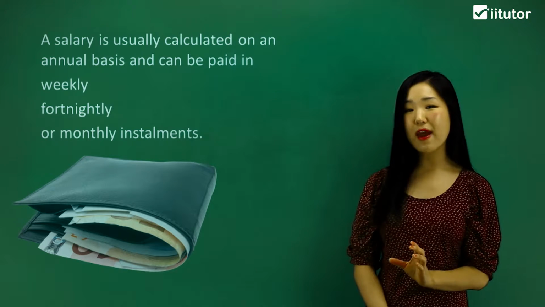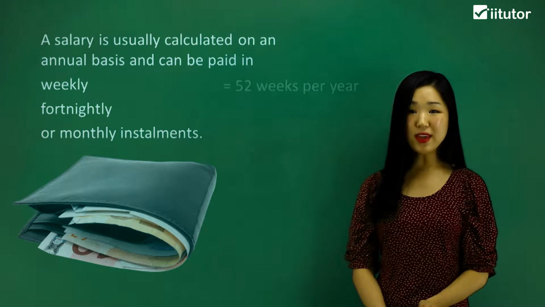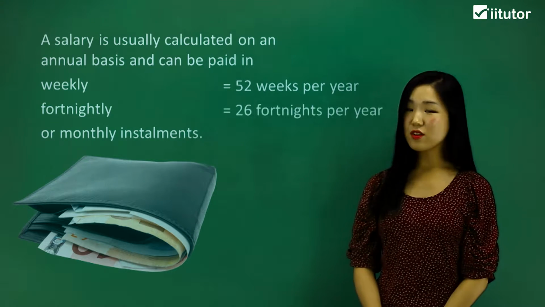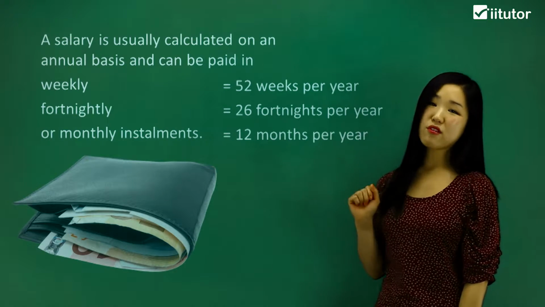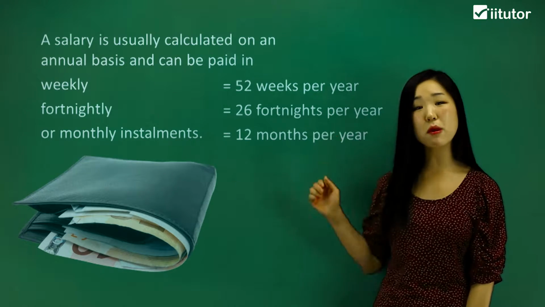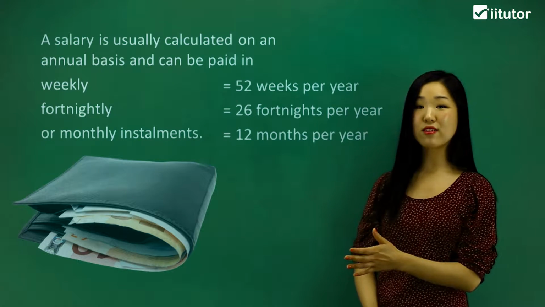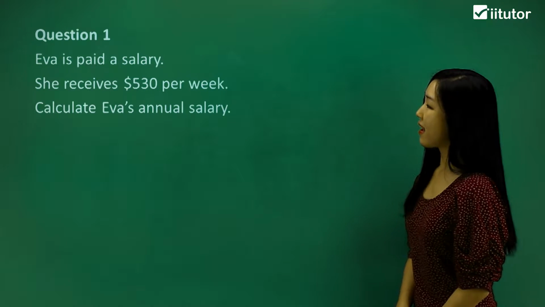Now you've got to remember how many weeks, fortnights, and months there are in a year. So there are 52 weeks per year, 26 fortnights per year, and 12 months per year. If you can remember these three, we can do any kind of question required to find the annual salary. So let's start with question 1, guys.